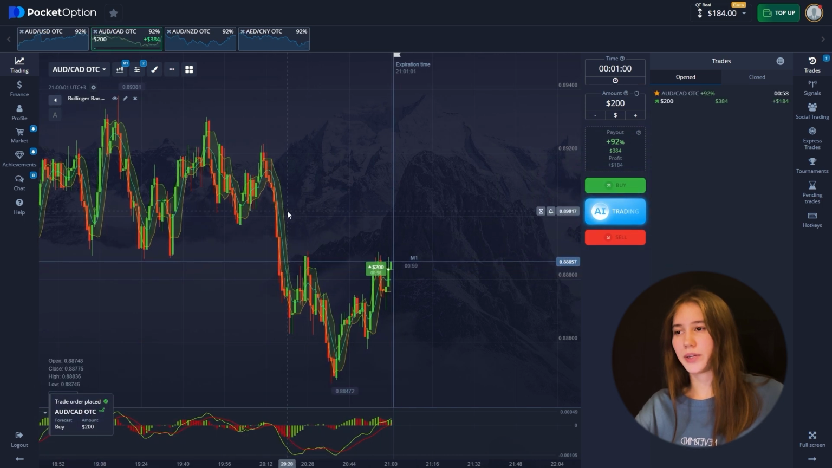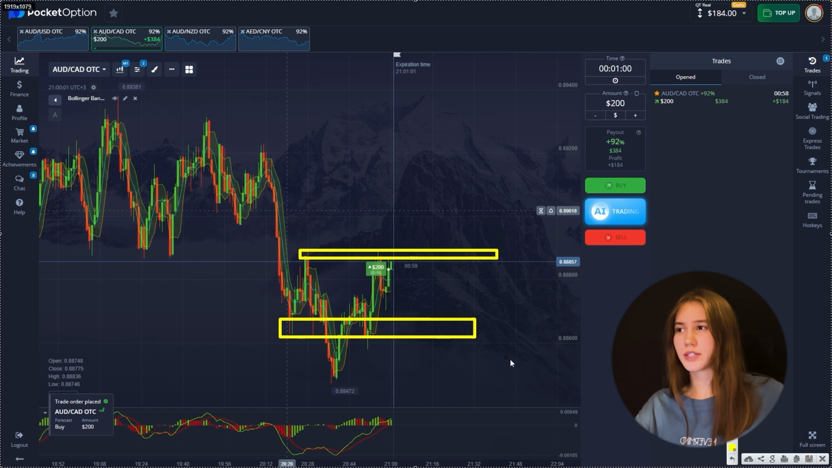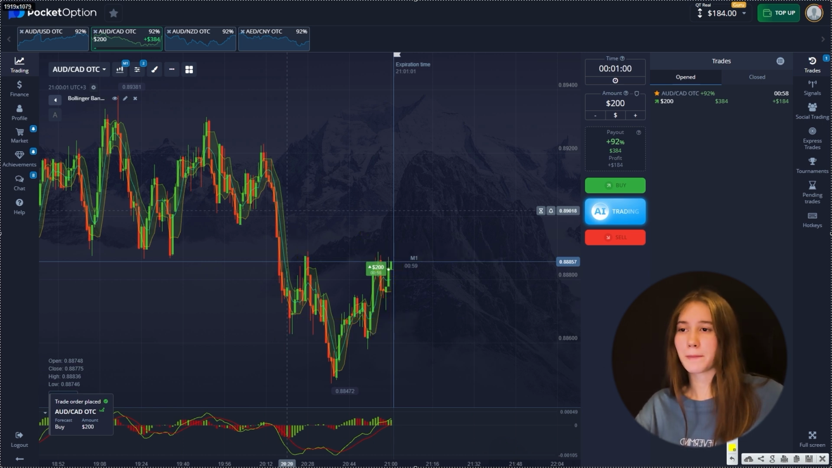So we are on the next concept, $200. We see the resistance level and the support level. We see one touch, the second touch, and we return to the resistance level. We trade in the uptrend, and we see what we see.